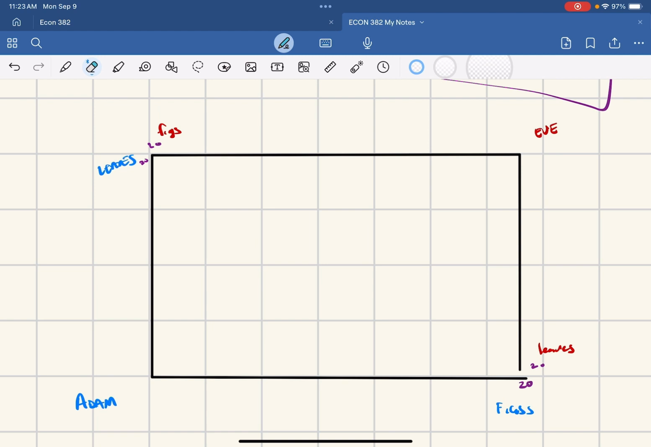But what we find is the optimal answer for Adam is that he will consume 13.33 figs and 6.67 leaves. So that is his optimal allocation, right here, which means that if we draw his indifference curve, that's the indifference curve that's going to maximize his utility based on his optimal amount of consumption.